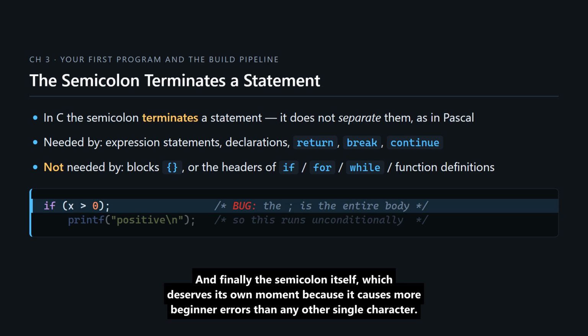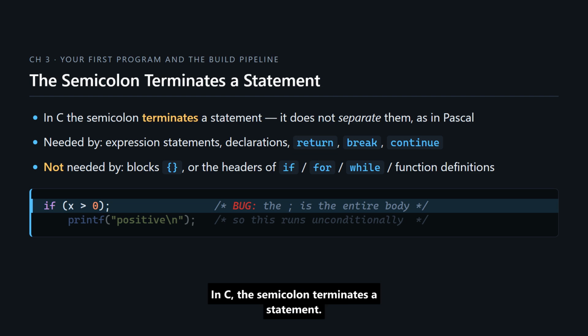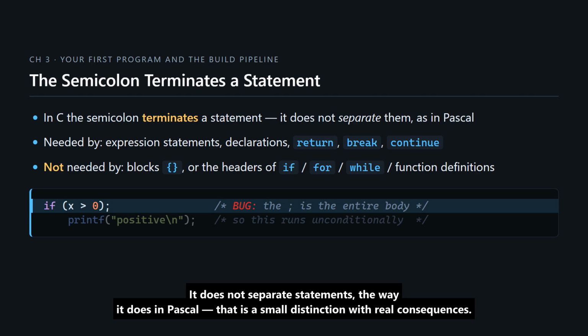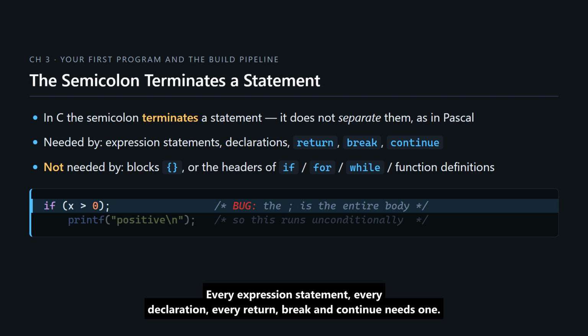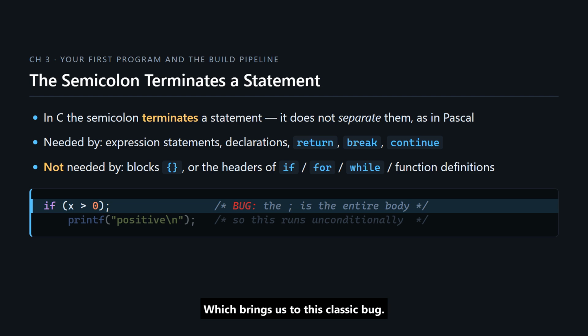And finally the semicolon itself, which deserves its own moment because it causes more beginner errors than any other single character. In C, the semicolon terminates a statement. It does not separate statements, the way it does in Pascal. That is a small distinction with real consequences. Every expression statement, every declaration, every return, break and continue needs one. Blocks in braces do not, and neither do the headers of an if, a for, a while, or a function definition. Which brings us to this classic bug.